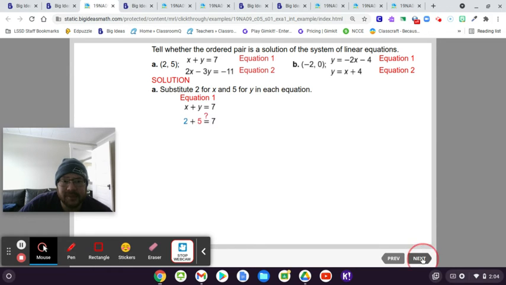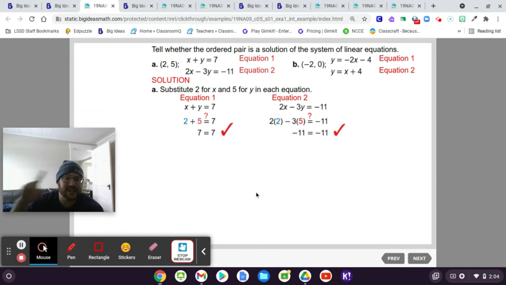Well, let's see. You substitute them in. 2 plus 5 does indeed equal 7, but does 2 times 2 minus 3 times 5 equal -11 is the other question. And it does. Look at that. So 2, 5 is the solution to this system of equations. If you were to graph these two lines, that is the point where they would intersect, at 2, 5.